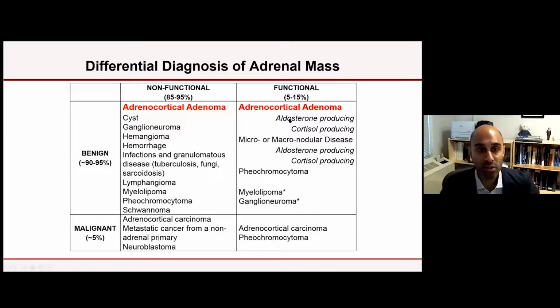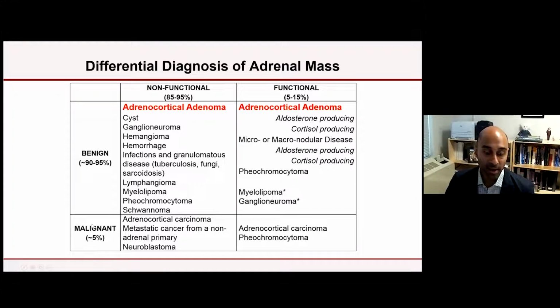Unfortunately, the vast majority of adrenal masses will turn out to be benign and non-functional, with the dominant etiology being a benign, non-functional adrenocortical adenoma. Here's a list of other potential entities that are less common. The second most common is a benign adrenocortical adenoma that is functional. It's either making aldosterone or cortisol, and sometimes it's not a discrete adenoma, but micro or macronodular disease, which are multiple small adenomas. Another entity is a benign pheochromocytoma that's producing hormones.